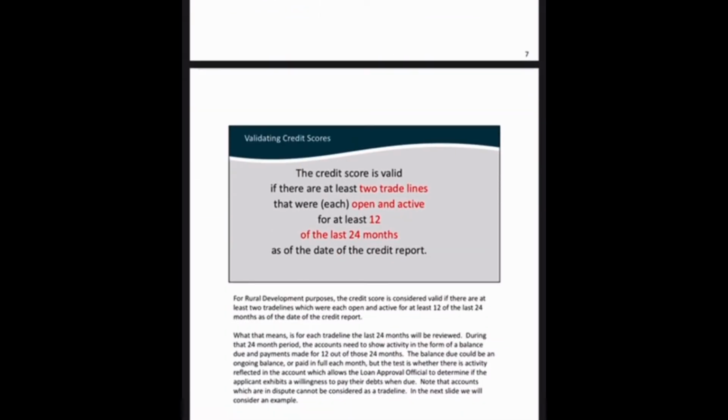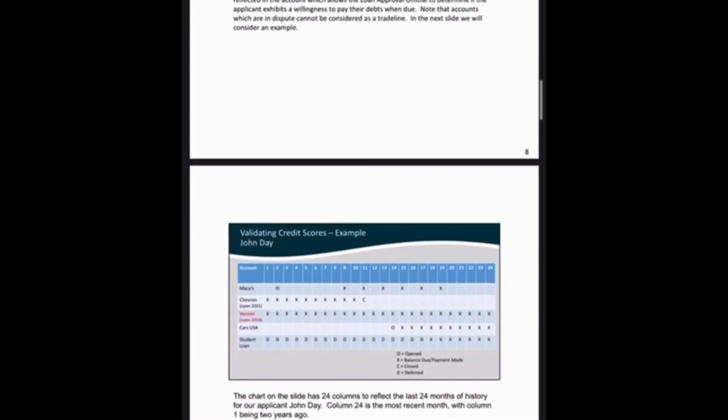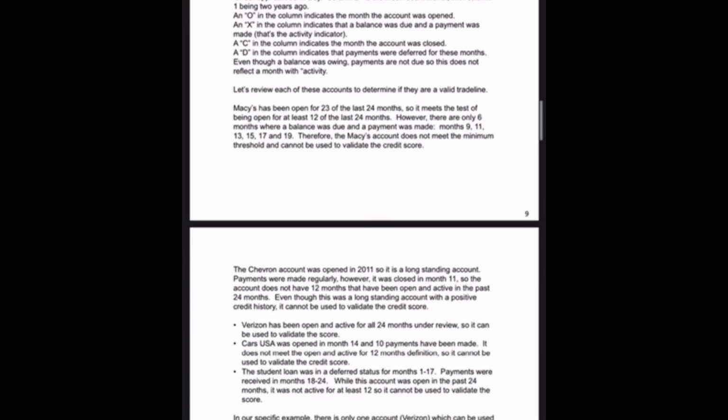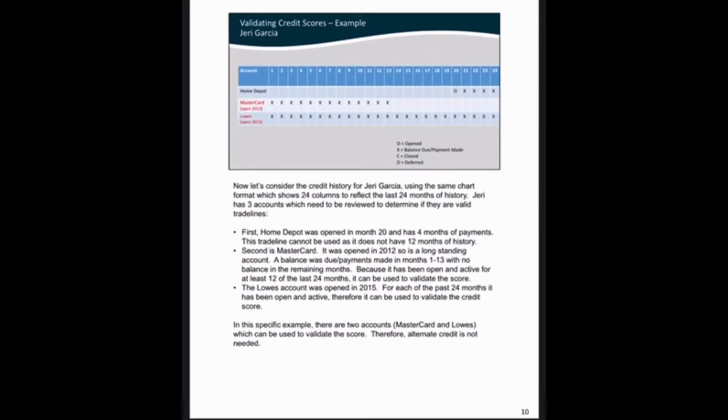Here is where it says that there have to be at least 2 trade lines that they use to validate the score, and they have to be open and active for the last 12 months of the last 24 months. As you see here for John, one of the scores cannot be validated because he only had 1 account, which was Verizon, that will qualify as a trade line. Jerry had 2 accounts that qualify, which validate the score, which were the MasterCard and Lowe's.